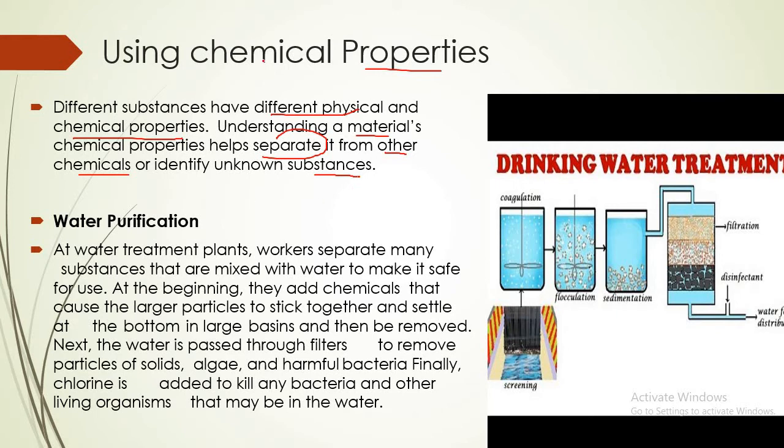So chemical properties we can use in water purification. If I know the chemical properties of this substance, it helps in water purification. At water treatment plants, workers separate many substances that are mixed with water.